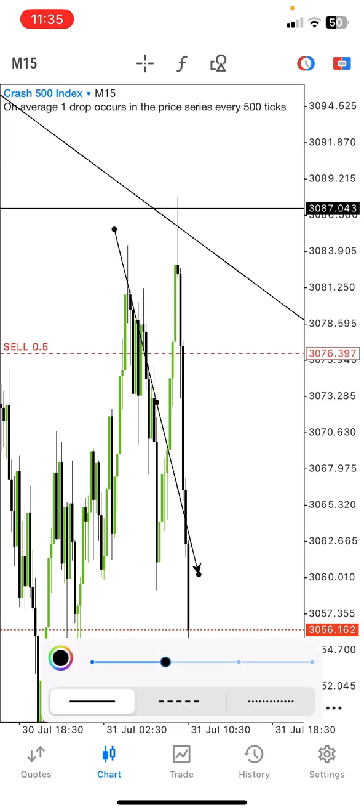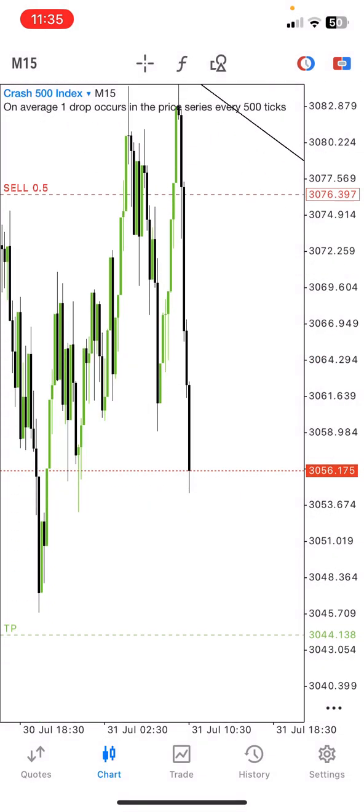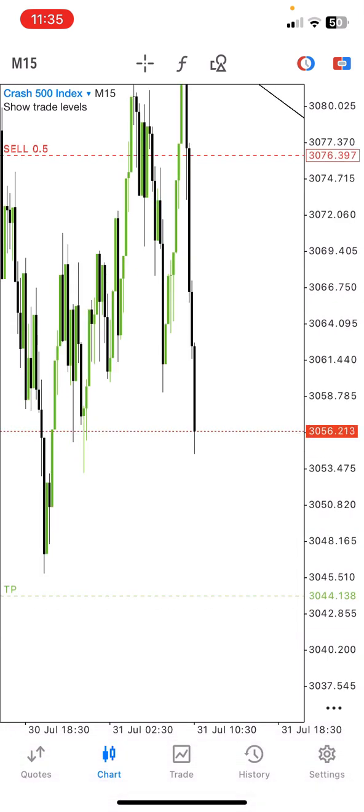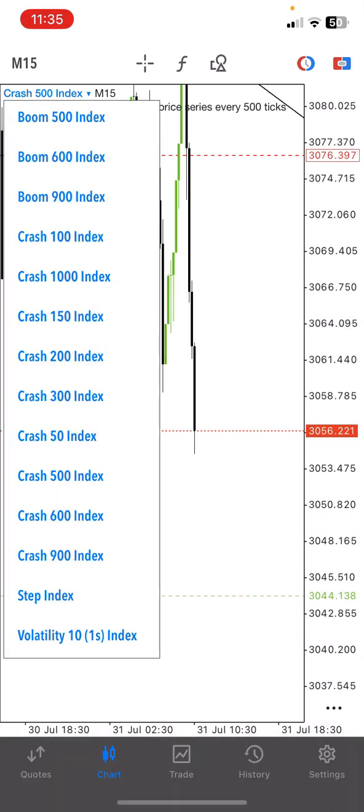And we are soaked in profit, just smashed first TP. All right, just smashed our first TP, second TP down here. You can see, as simple as that. Now let's take a look at the boom 600.